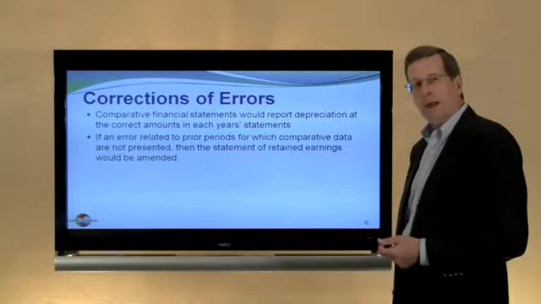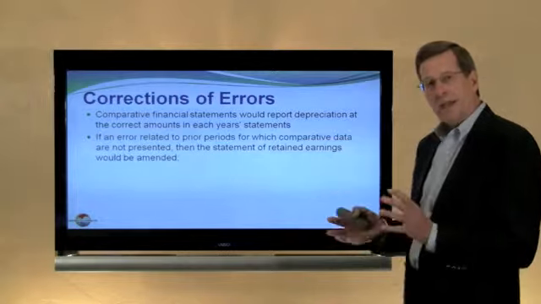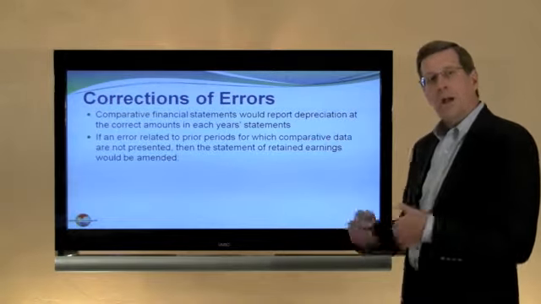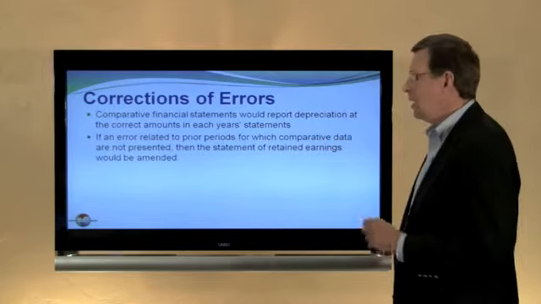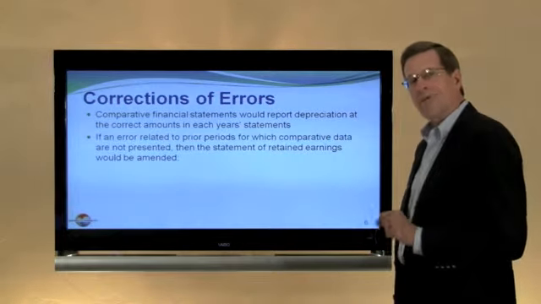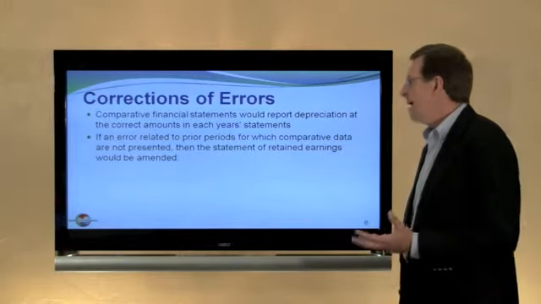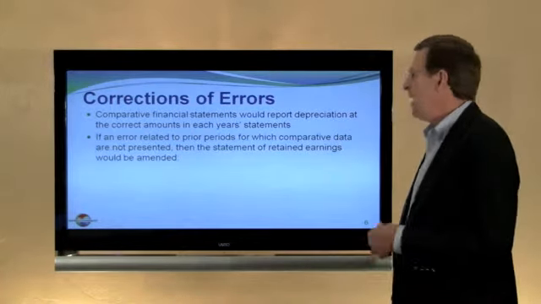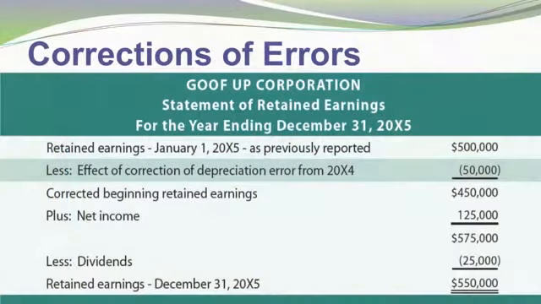Now, if we show comparative financial statements, however, we need to go back and change those. In other words, if we have income statements for X5 and X4, we need to go back and change the amount and show the correct amount of expense for each year. So what we do in the ledger may not be the same as what we're showing in the financial statements. If an error related to periods prior to those for which comparative data are presented, then we would adjust the earliest retained earnings presented. So here's an example.